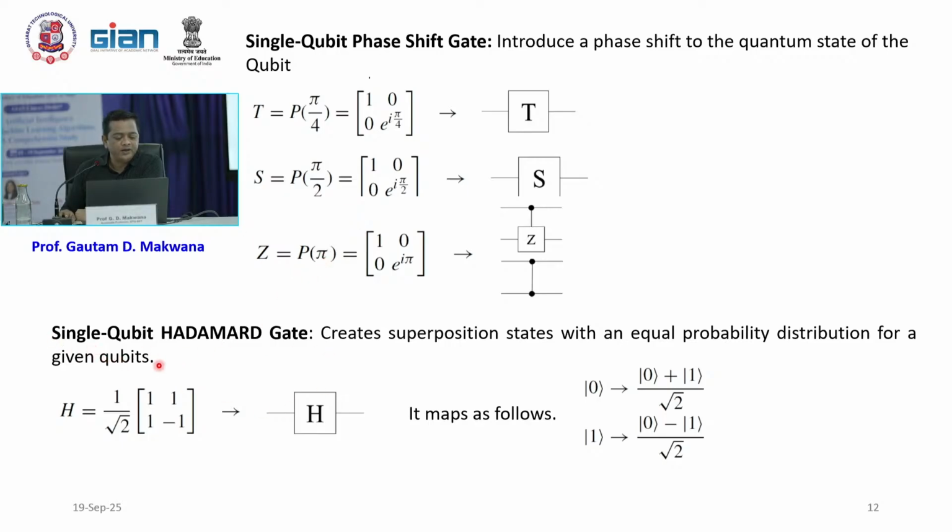In the same way, another single qubit gate is the Hadamard gate. It creates the superposition state with equal probability distribution for a given qubit. So H in matrix form is given this way, and this is the notation for the Hadamard gate. It maps ket 0 to ket 0 plus ket 1 divided by root 2, and ket 1 to ket 0 minus ket 1 divided by root 2.